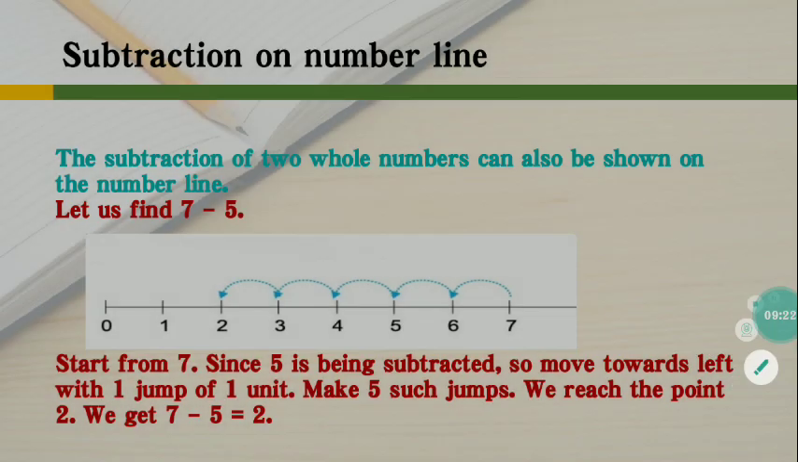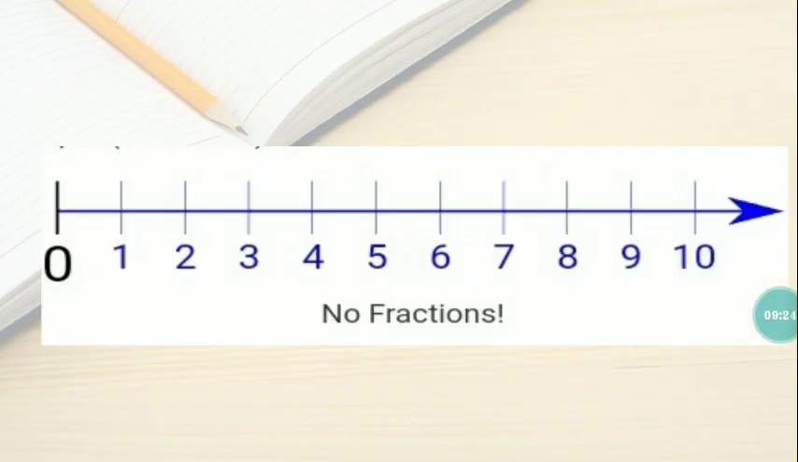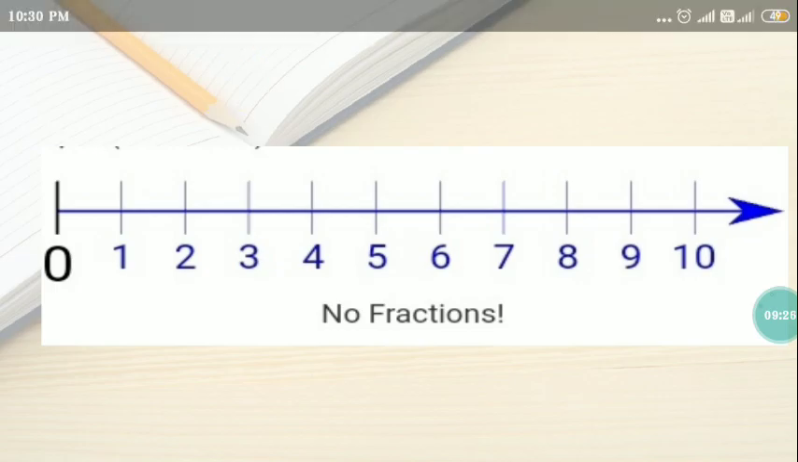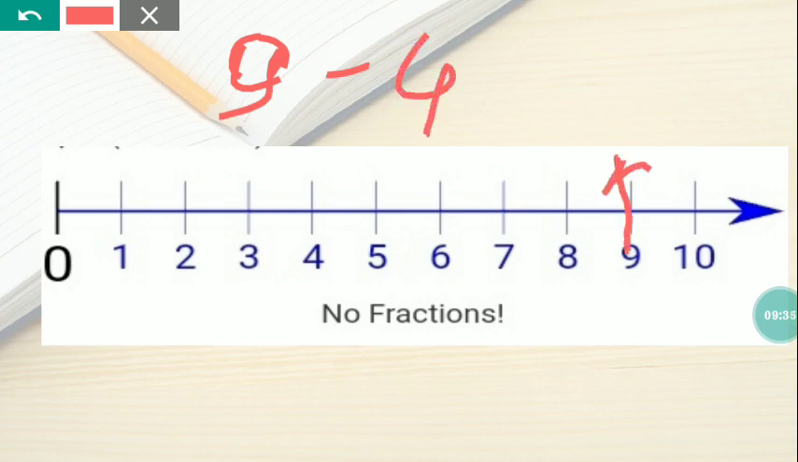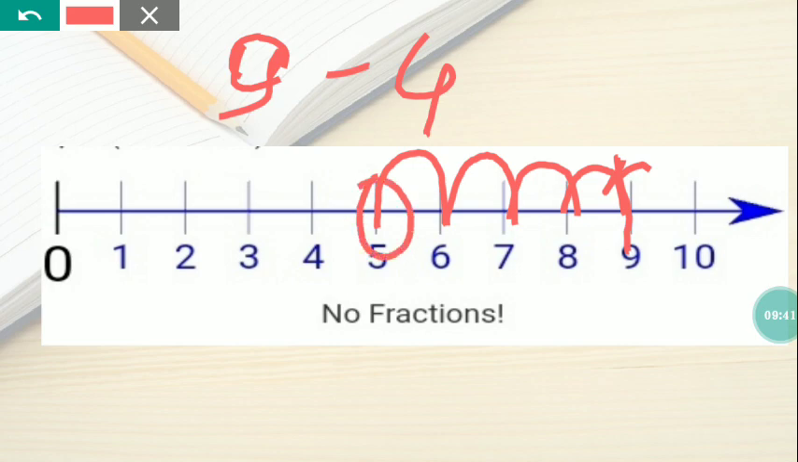Now let's see some more examples. Suppose we want to subtract 4 from 9. First we start from 9 and move 4 steps towards the left. So we will get 5. So now you will be able to represent subtraction on the number line.